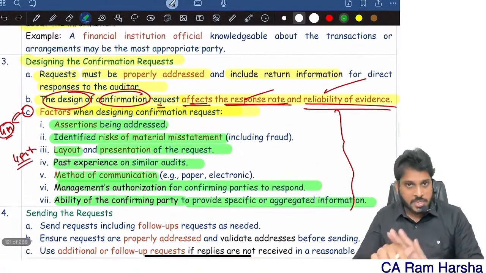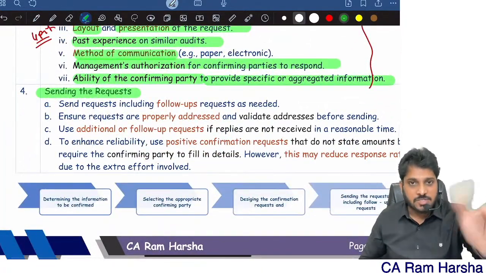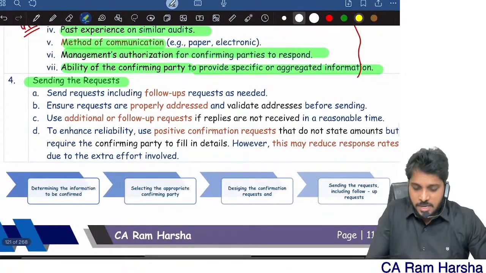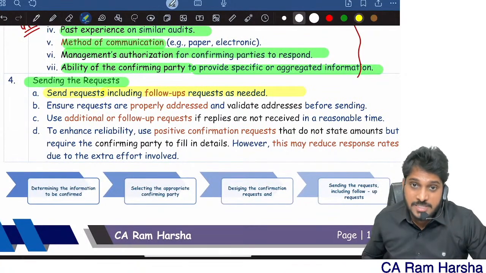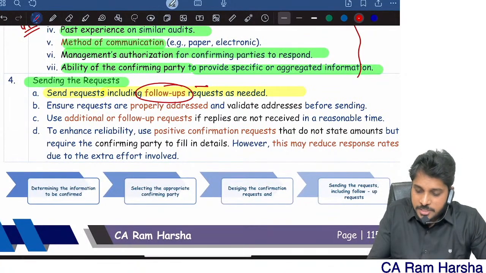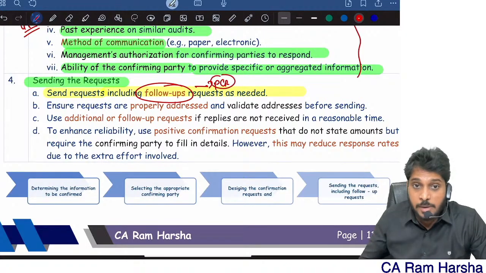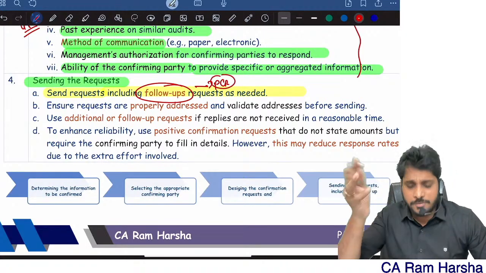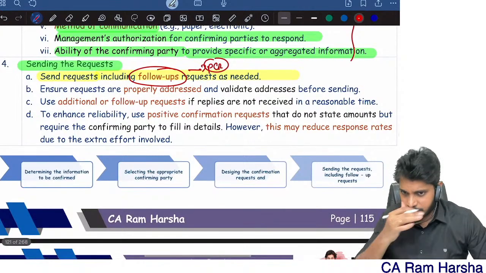Okay, you design the request, now send it. "Okay sir, I sent, sir." Send the request, including follow-up requests as and when needed. Generally a follow-up request will be there in the positive confirmation request format. In a negative confirmation format, a follow-up request may not be there. Okay, next.